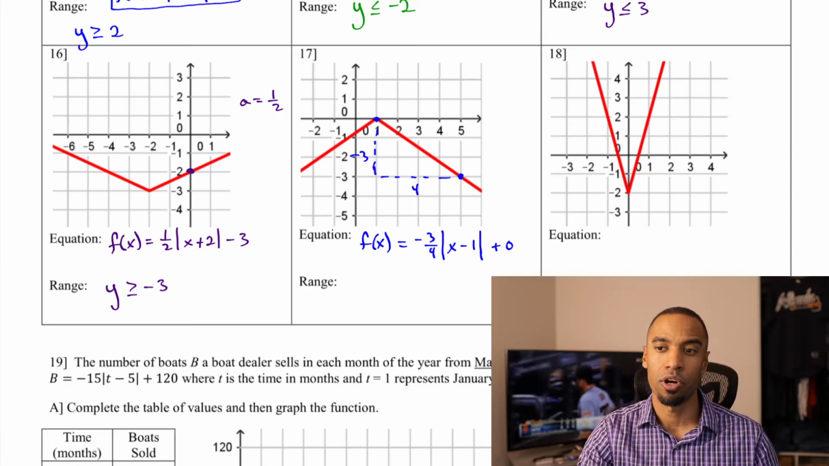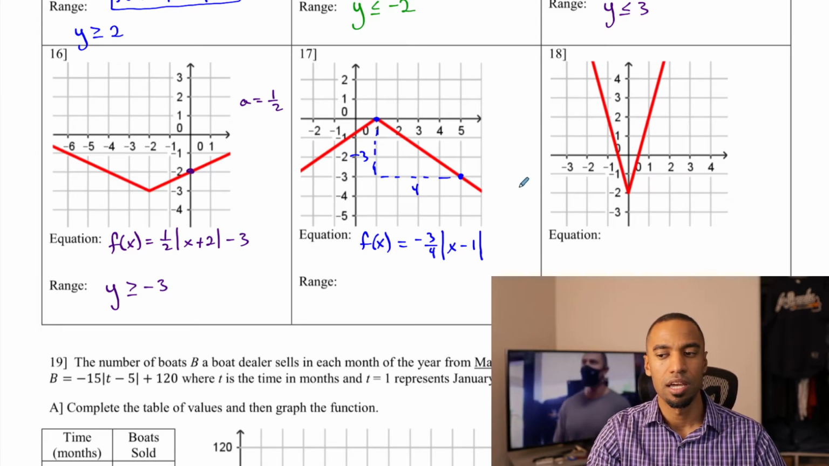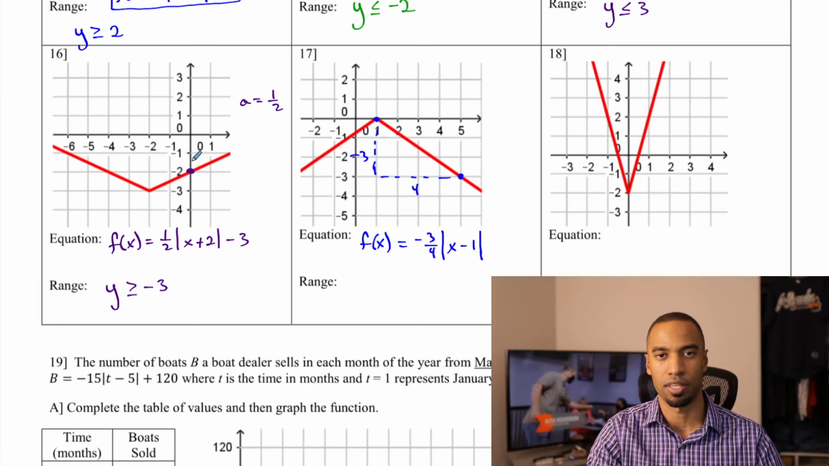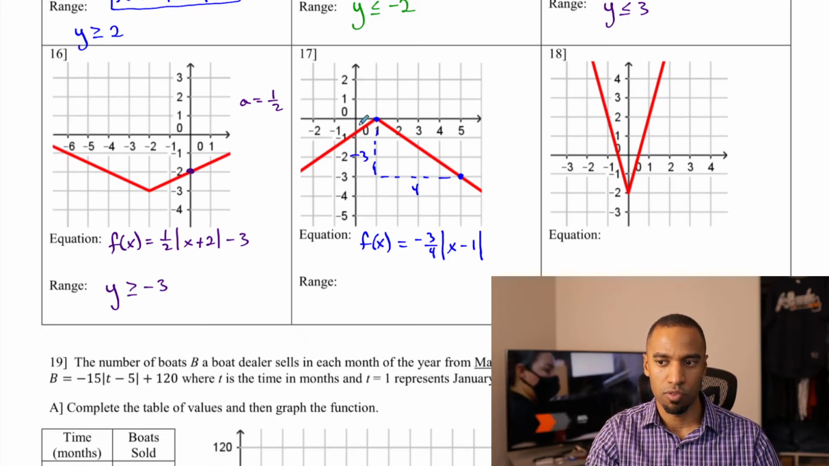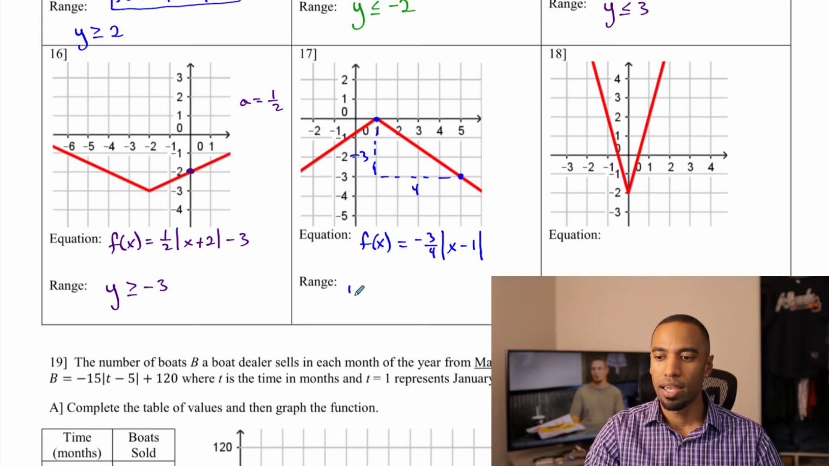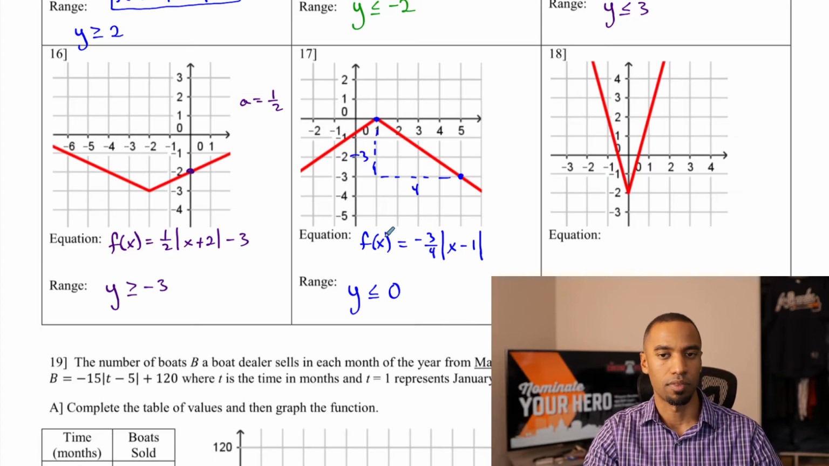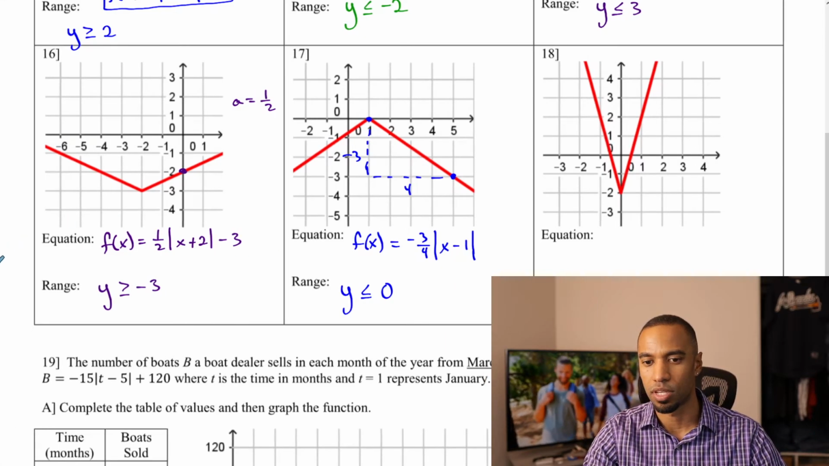You may write plus zero, but please understand that if it's not written, you know what it means. So I'm going to do the same thing. Not write it. You know what it means. No vertical translation. The negative means it's flipped over. We worked on the 3/4 as a result of that, too. The range here, y is less than or equal to 0. We include 0 as the maximum. It goes down from there, and there's our range. Domain's all real numbers, once again.